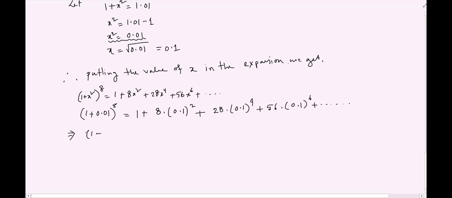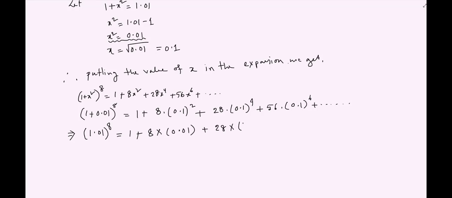Now it will give us 1 plus 0.01, that is 1.01 whole to the power 8, equal to 1 plus 8 into 0.01 plus 28 into 0.0001. You may use a calculator to find this value, or you may manually multiply.